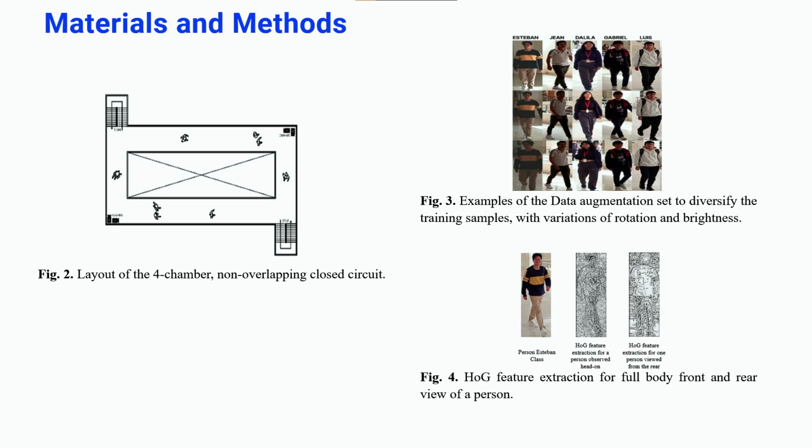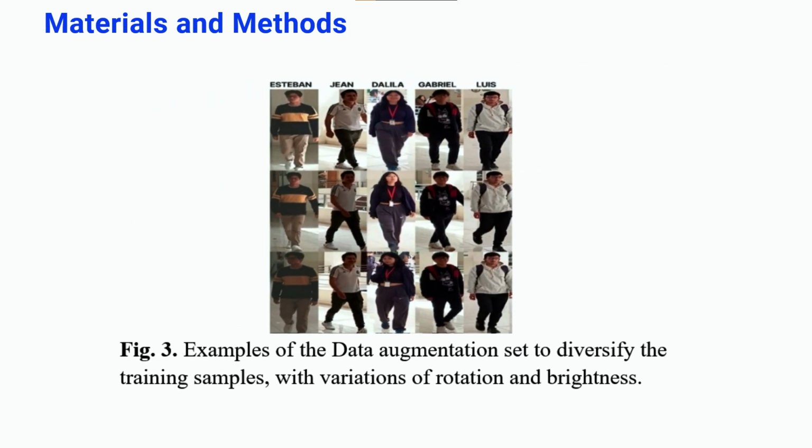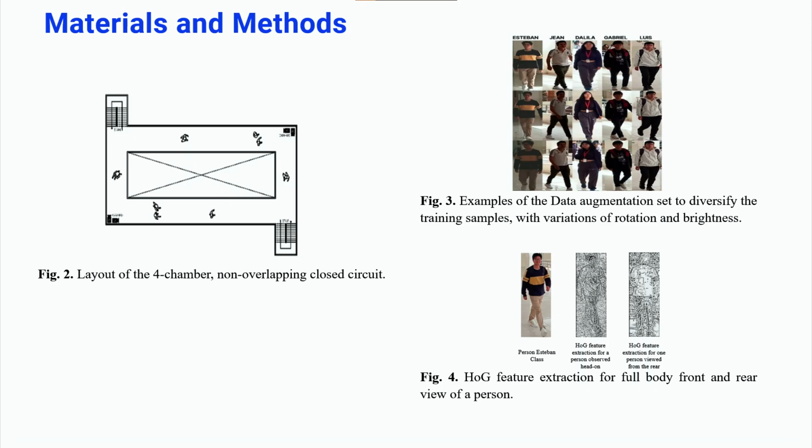This slide presents the implementation environment of the person re-identification system, detailing the following aspects. Figure 2. Closed-loop layout with 4 non-overlapping cameras. Figure 3. Examples of the augmented dataset with rotation and brightness variations to improve the diversity of the training samples. Figure 4. HOG feature extraction for the front and back views of a person's full body.